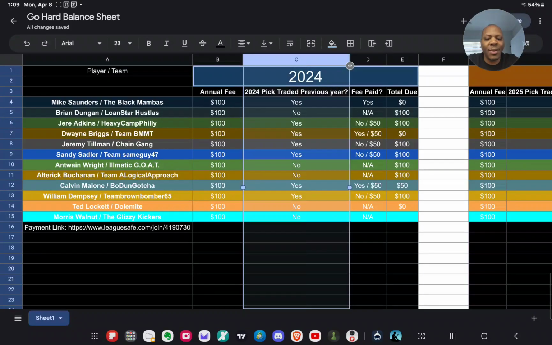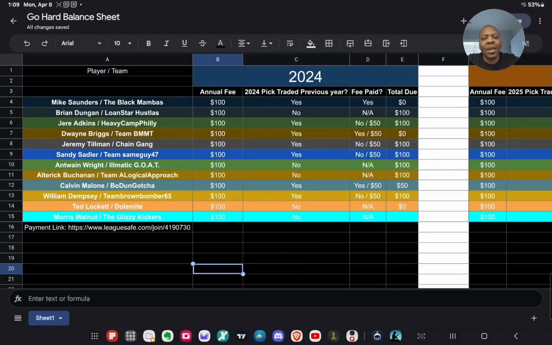Column C, maybe some people may get confused, but essentially what this says is 2024 pick traded the previous year. So let's say last year was the 2023 season, and if you traded away a 2024 pick, then you needed to pay half of the fees for 2024, which most people didn't. And that's fine, because that's on me, I should have stayed on people to do that, and that's okay. But I just really want to break down what this column means. So in column C, you'll see yes if somebody traded away a pick, no if they didn't.